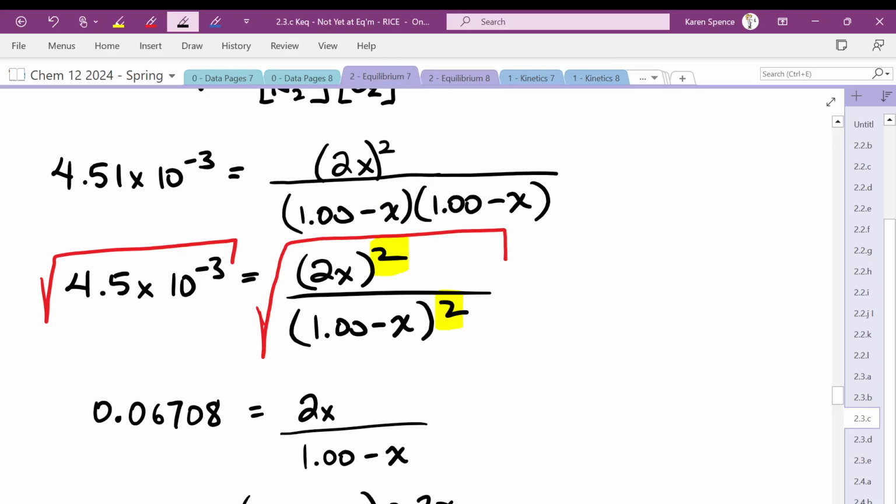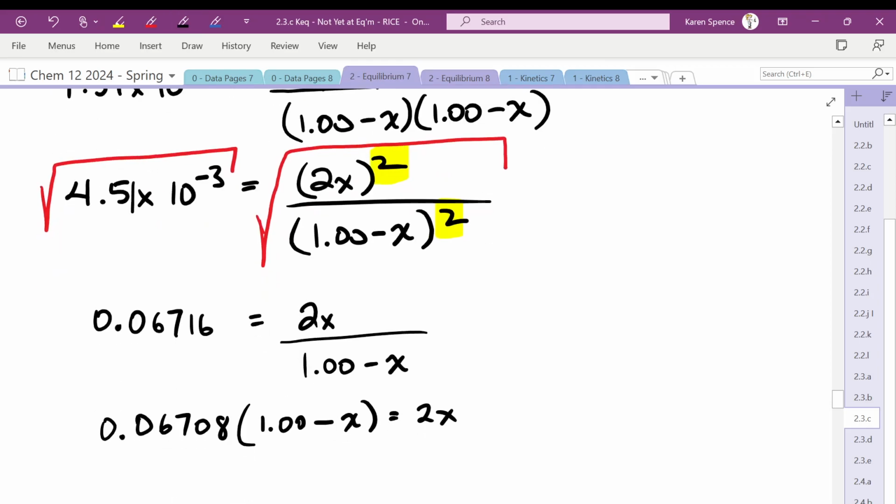Oh, 4.51. Thank you. 4.51. Root 6716. 6716. Thank you so much for keeping me from that nasty little error there.